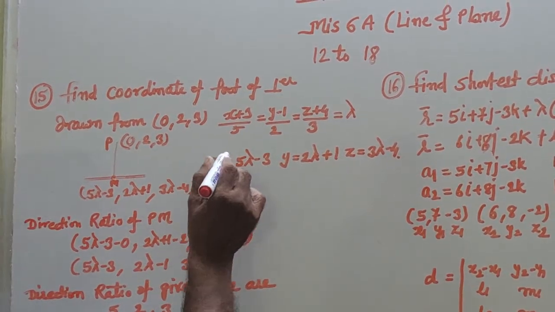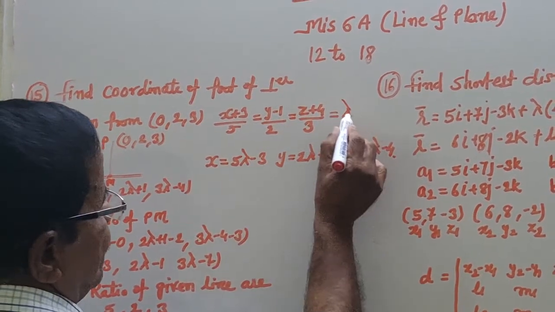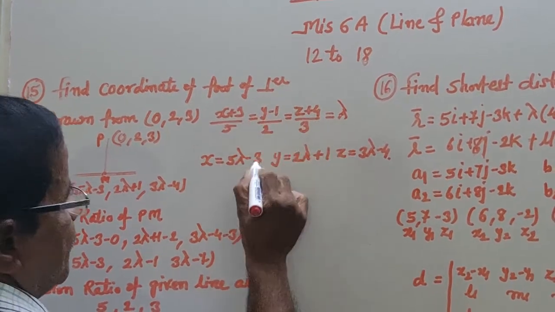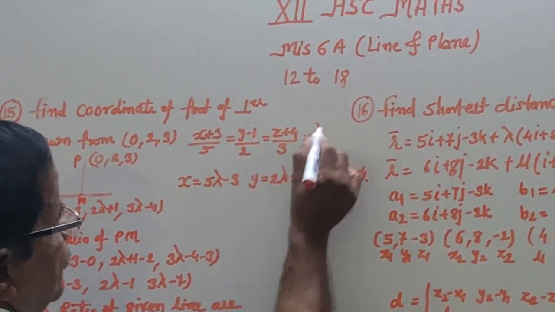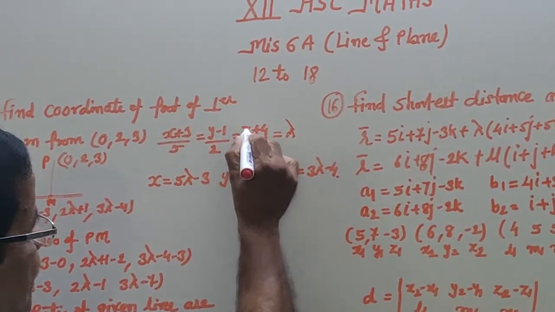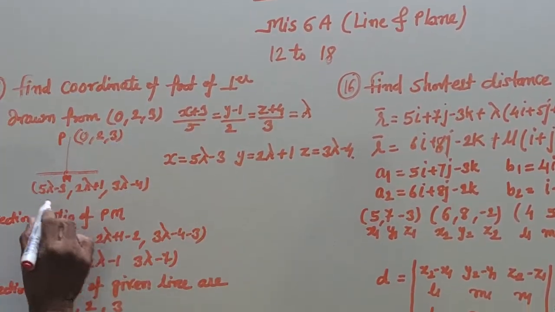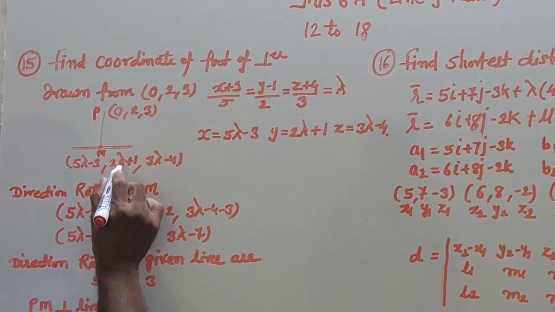For this you have to consider the equation of line is equal to lambda. So x is equal to 5 lambda minus 3 will come here. Y is equal to 2 lambda plus 1 will come here. Z is equal to 3 lambda minus 4 will come here. These three are the coordinates of point M.